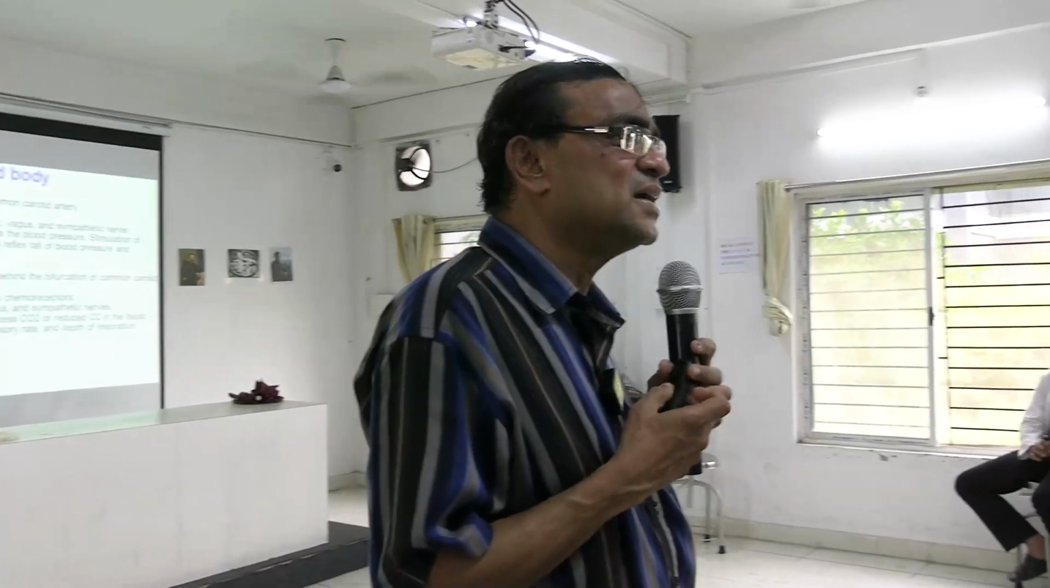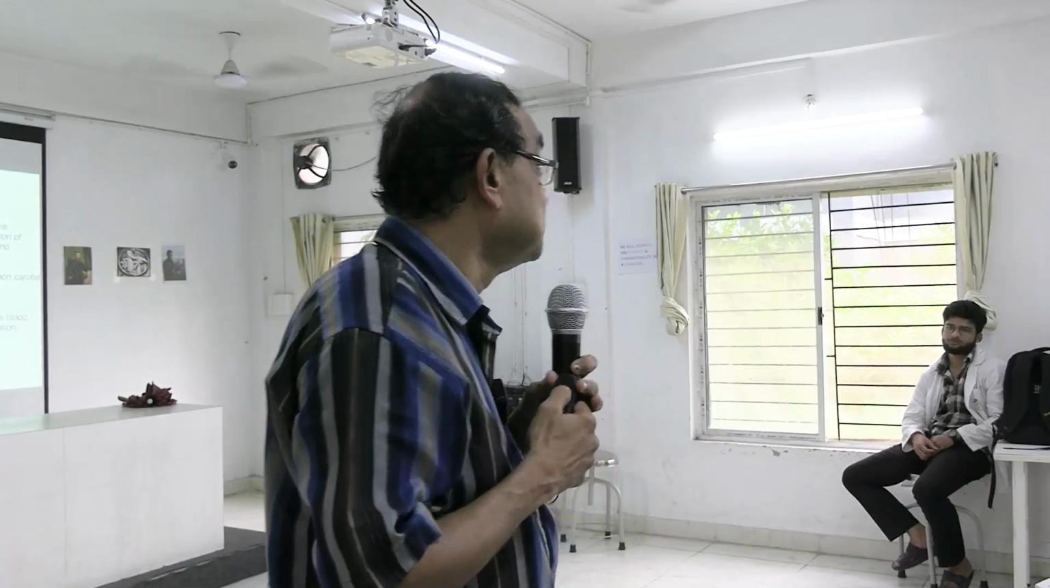What is carotid sinus? At the bifurcation of the common carotid artery. The common carotid artery bifurcates at the level of the upper border of the thyroid cartilage. At the bifurcation, there is a fusiform dilatation. That is called carotid sinus. What is its function? In physiology we learn that the carotid sinus is a baroreceptor.